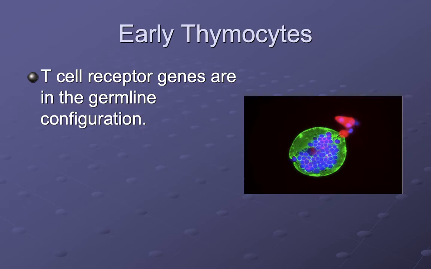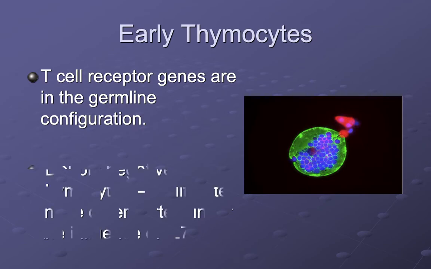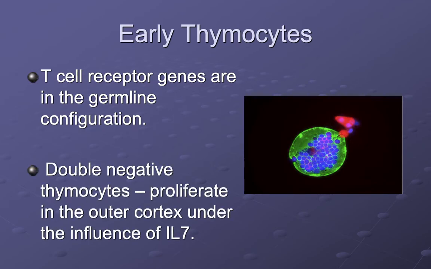In the presence of IL-7, early thymocytes will continue to proliferate in the outer thymic cortex. So anatomically, we expect early thymocytes just below the capsule, just below the subcapsular area, within the cortical area, in the periphery of our thymus. With IL-7, these double negative cells will proliferate and divide.